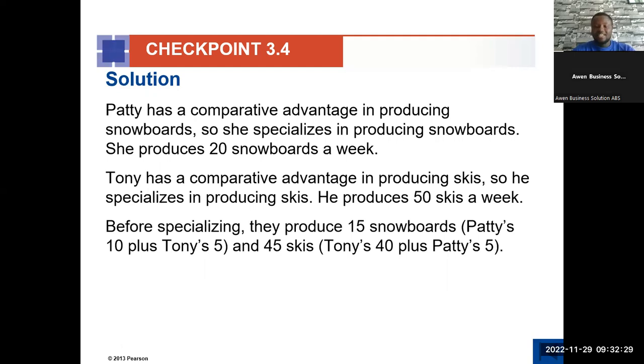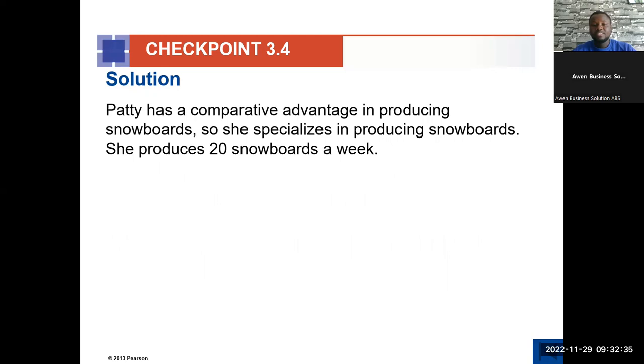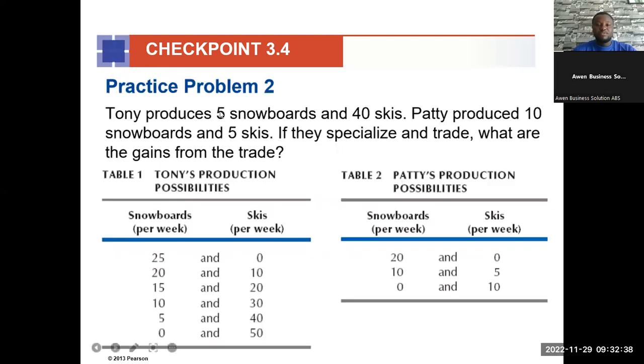But initially, let's look at the total units for the two goods that they were producing. Initially, Tony was producing 5 snowballs, and then Patty was producing 10, which means that in total they were producing 15 units of snowballs, right? And then for skies, Tony was producing 40 and Patty was producing 5. So in all, they were producing 45. But if they specialize, the total number of skies that will be produced will be 50.